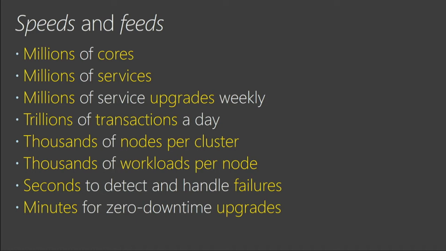Just to give you a feel for some of the scales that we actually hit, this is an aggregated scale: millions of cores, millions of services. We see service upgrades happening in the millions weekly, trillions of transactions per day, clusters with thousands of nodes and thousands of workloads per node. And of course, everything has to be reliable and available. So literally, detect and handle failures within seconds, and no downtime, or zero downtime, upgrades. All this is handled by Service Fabric today.